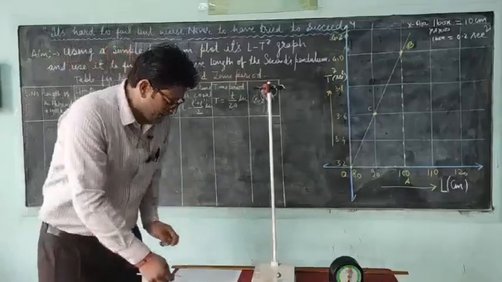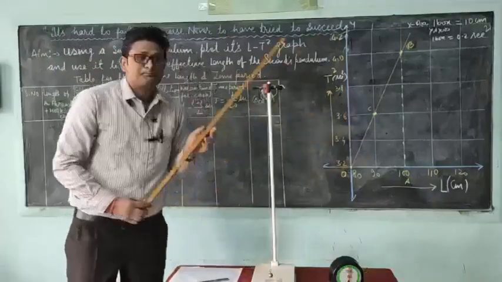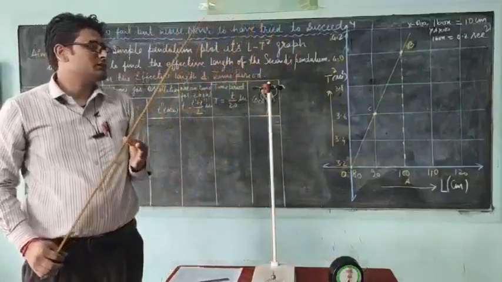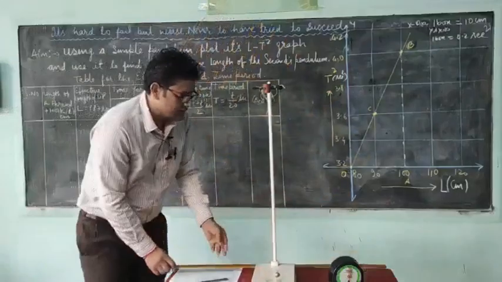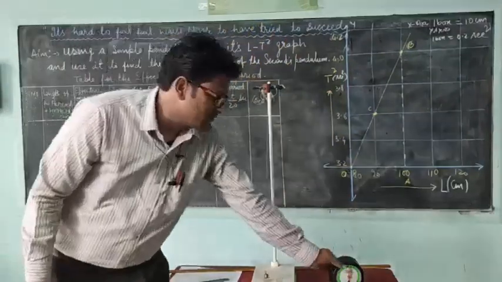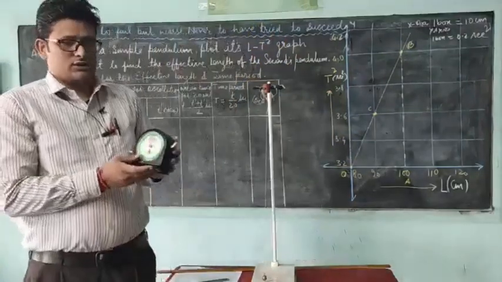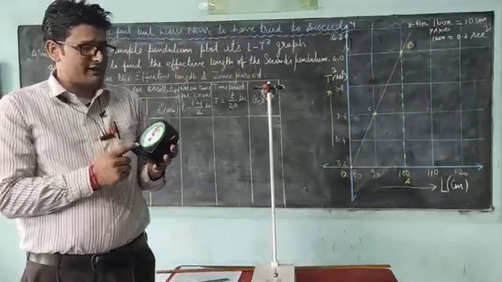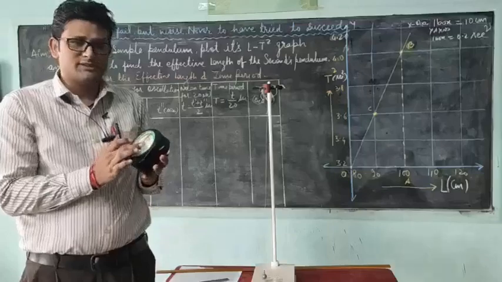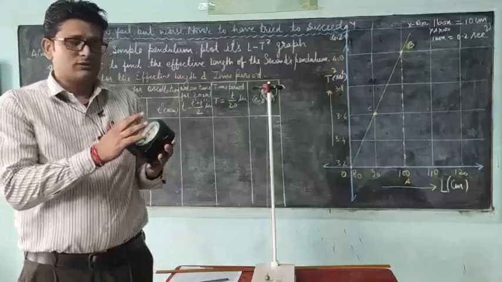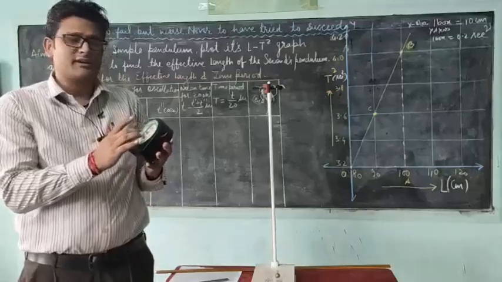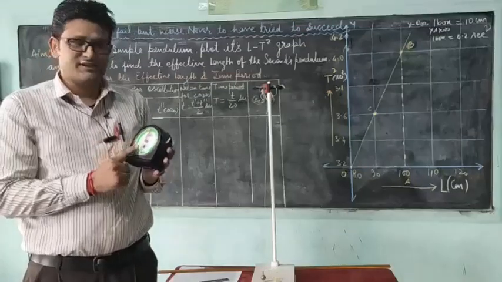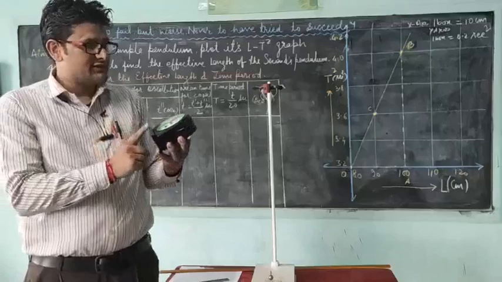Next one is the meter scale. This meter scale is used to measure the length of the cotton thread. And at last, this one is the stop clock. This stop clock is used to measure the time directly from the screen. We can take the reading directly from the screen because its least count is 1 second.